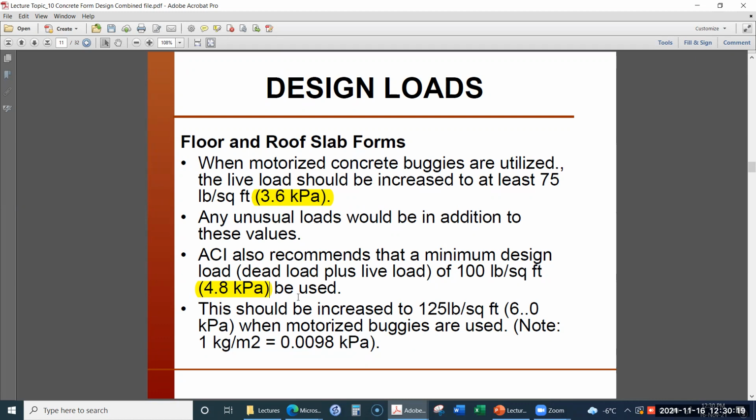So this should be increased to this. That means this minimum should be increased to 6 kilopascal when motorized buggies are used. Okay. That is, when motorized buggies are used, it should be increased to 6 kilopascal.